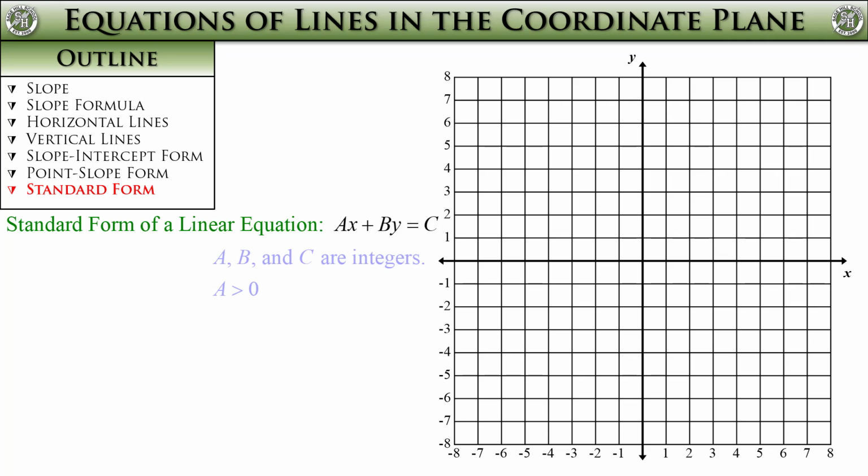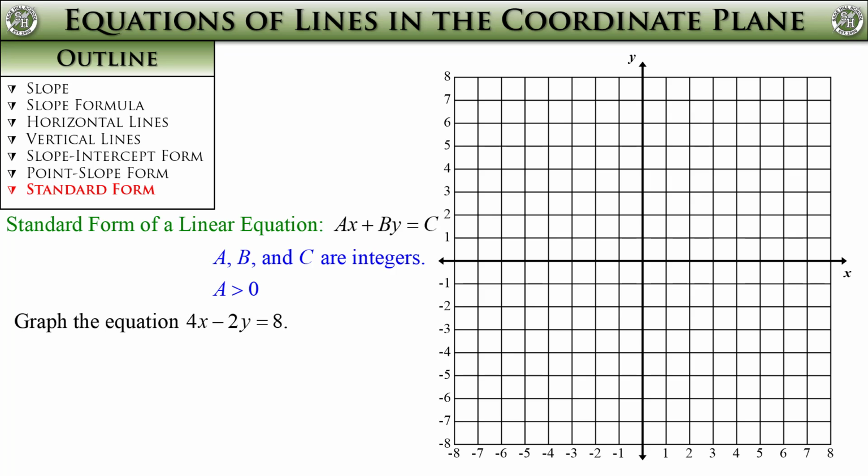In addition, standard form has these restrictions. A, b, and c have to be integers, and a also has to be positive. Like I said earlier, it seems a bit stuffy and formal to me. But since you will see it here and there, let's see how you would actually use it. Mostly at this stage of your math career, that means graphing it.